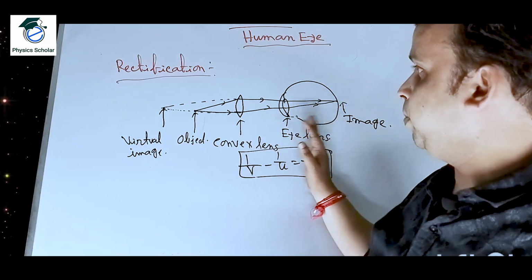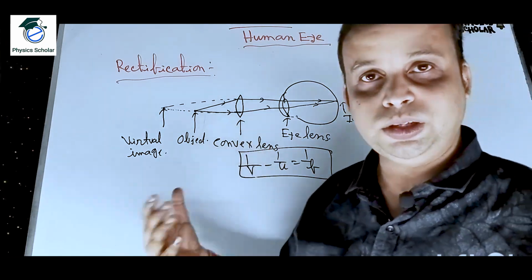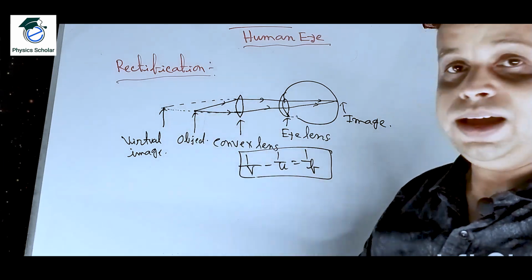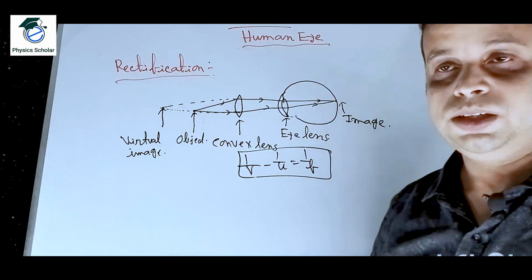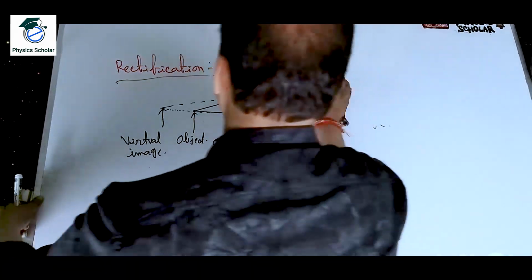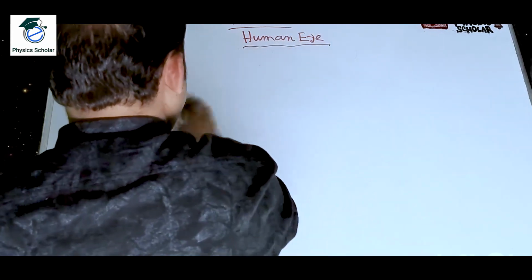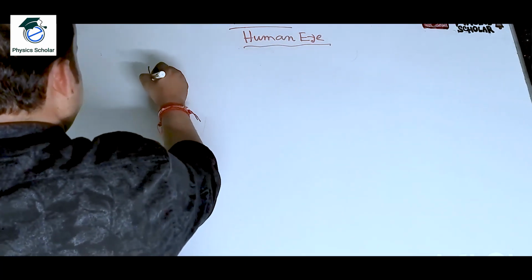So students, hope you have understood this. Some numerical sums are also there, which we will also do. Next, let us move to the next type of defect of the eye, for old age people, which is known as presbyopia.